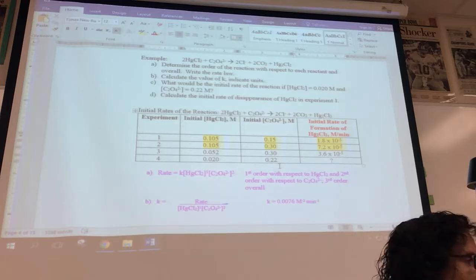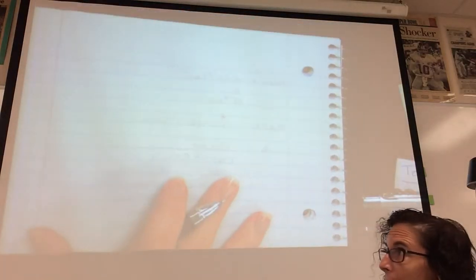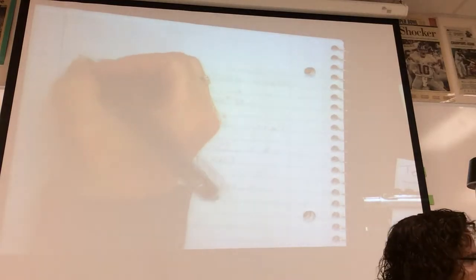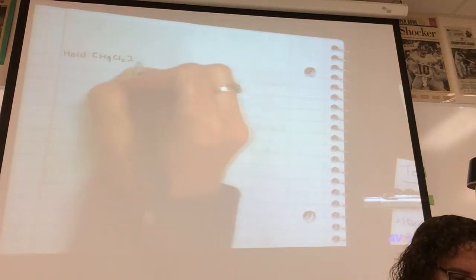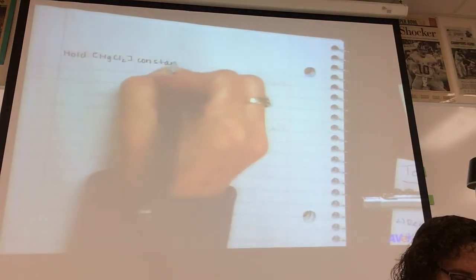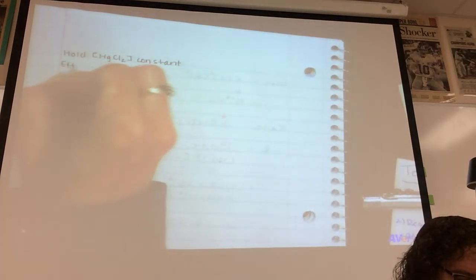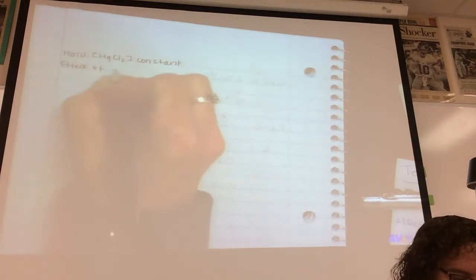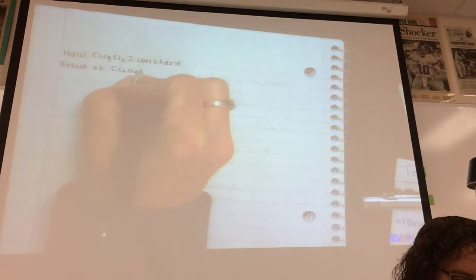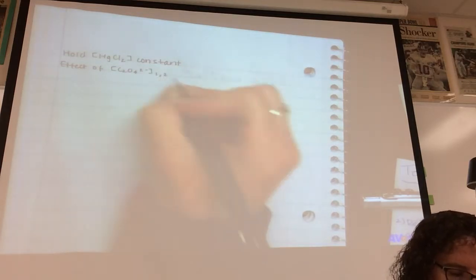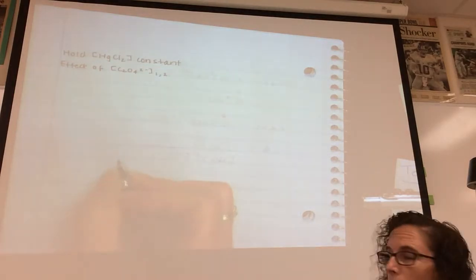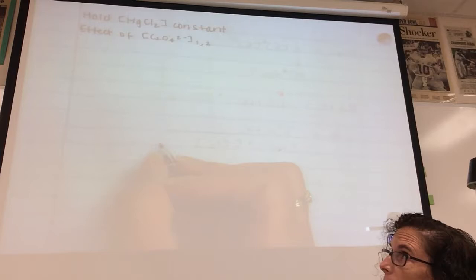In terms of writing this out initially, because many of you are new to this, what I typically do is I say to myself, hold the mercury 2 chloride constant. I'm looking at the effect of oxalate ion on the rate, and I'll write 1 and 2, so I know I'm using experiments 1 and 2. And that's enough to get me going.